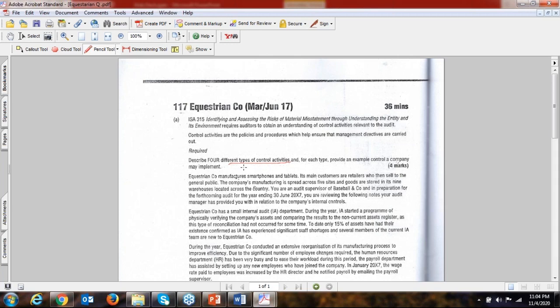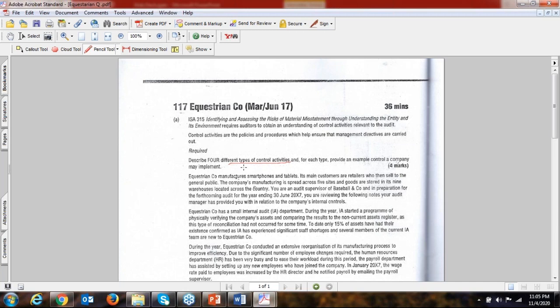So what is segregation of duty? Segregation of duty simply tells us the segregation of the roles and responsibilities between the different employees or among the different departments. So that's all about the segregation of duties. Now you can also add in the answer that segregation of duty will help us in reducing the chances of fraud and error.